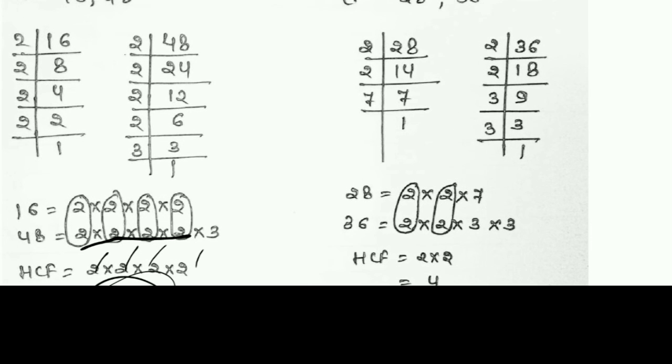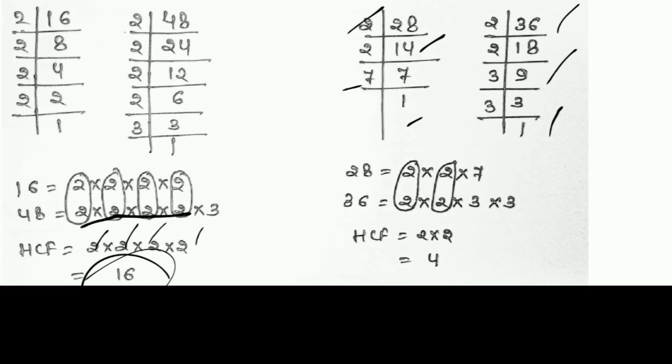Same here. 28 and 36. So 28 we start from the 2 table. 2 into 14, 28. 2 into 7, 14 and 7 into 1, 7. 36 is 2 into 18, 36. 2 into 9, 18. 3 after this 9. In this 9 it will not go by the 2 table. So that's why we took 3. So 3 3s are 9 and 3 1s are 3. Clear?